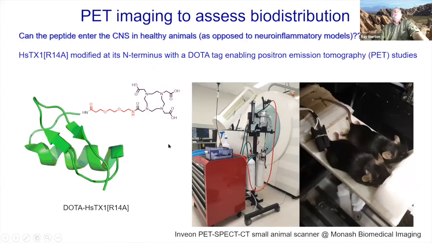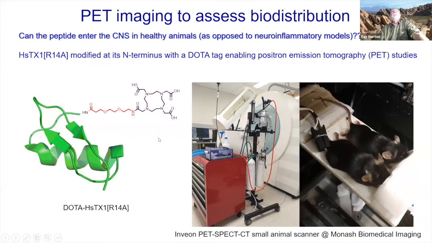So that offers the possibility that our peptide is potentially able to treat some of these neuroinflammatory conditions typified by an M1 phenotype. And that in turn raises the question of, can these peptides get into the CNS? And so let me just show you a couple of experiments we've been doing to try and probe that question.